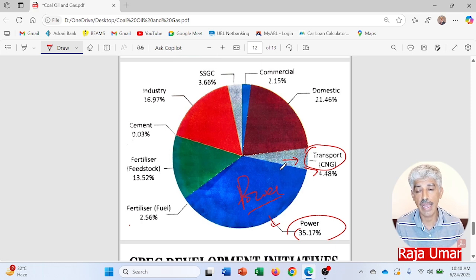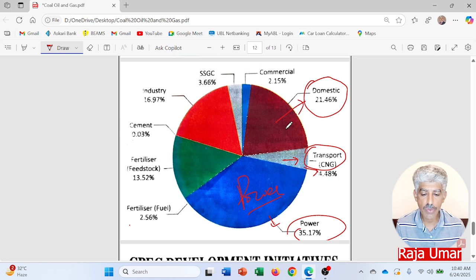However, in Khyber Pakhtunkhwa, as there is production of natural gas of their own, they still have CNG stations working. And domestic usage, I mean at households in our homes, we are consuming natural gas, and that is 21.46%. And commercial, in smaller businesses like the tandoor, where natural gas is being used, and bakery items are being made in the baking industry. So that is 2.15%.